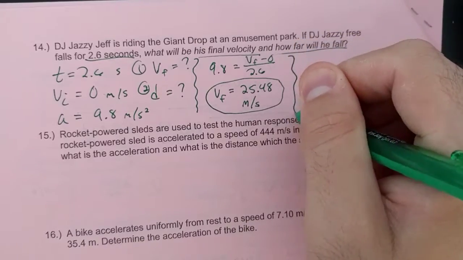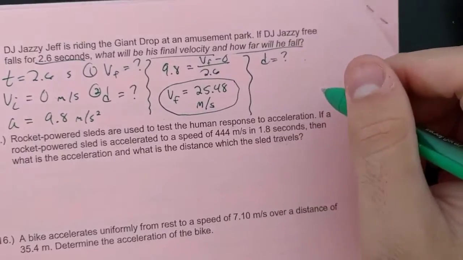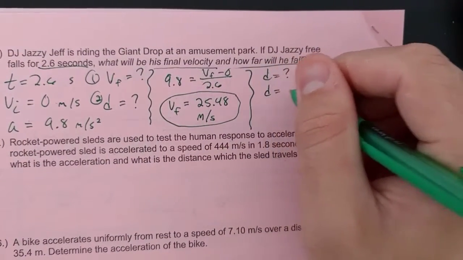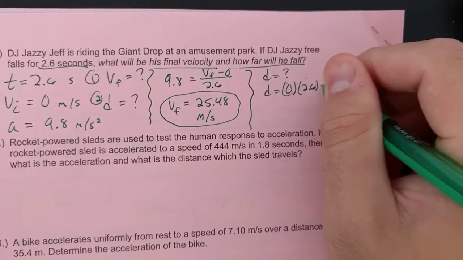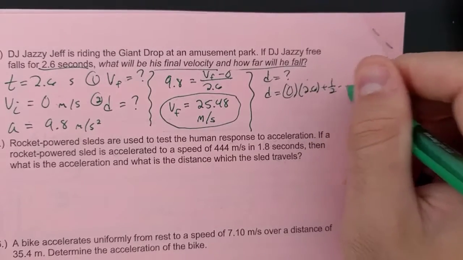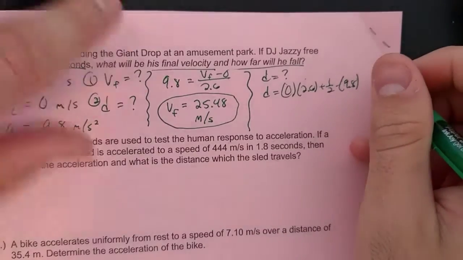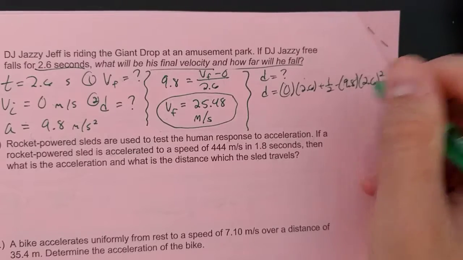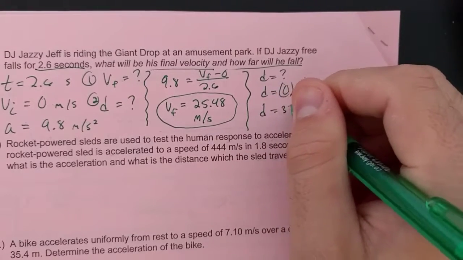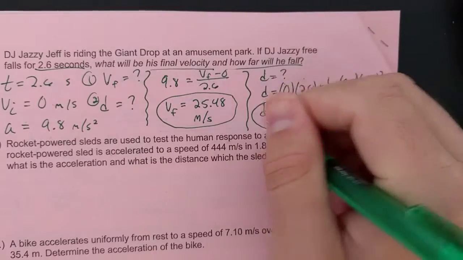The second part is looking for the distance. So that's the equation D equals initial velocity times time plus 1/2 times A, so 9.8, and then 2.6 squared. And when you calculate that, it's going to be 33.124 meters.